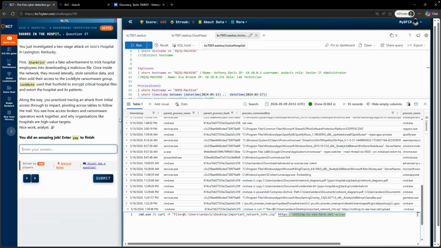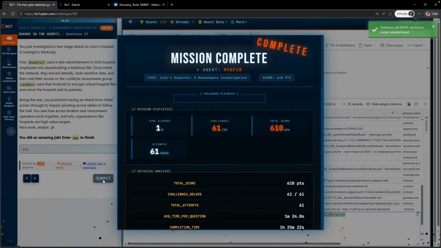All we need to do from here is type in yay and click into submit. And there you go, you just completed JoJo's hospital. Congratulations on completing this lab, and I really do hope that you learned something new and are getting a lot more confident in your KQL skills.